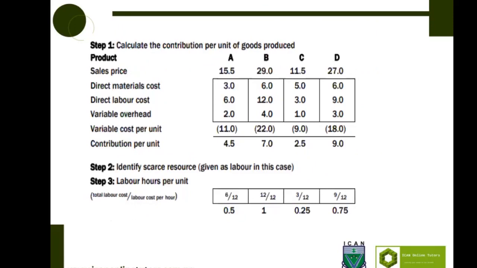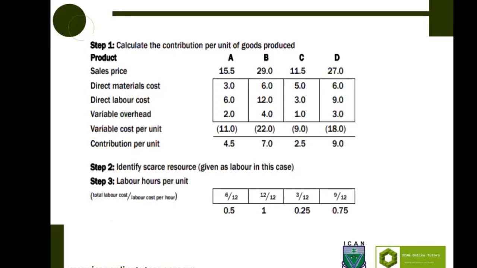So total variable cost per unit, addition of material plus labor plus variable overhead, is 11, 22, 9, and 18. So contribution is sales minus variable cost, which gives us 4.5, 7, 2.5, and 9. So step 2 is to identify the scarce resource, and in this question, the scarce resource has been given as labor already. So step 3 is to find contribution per key limiting factor.